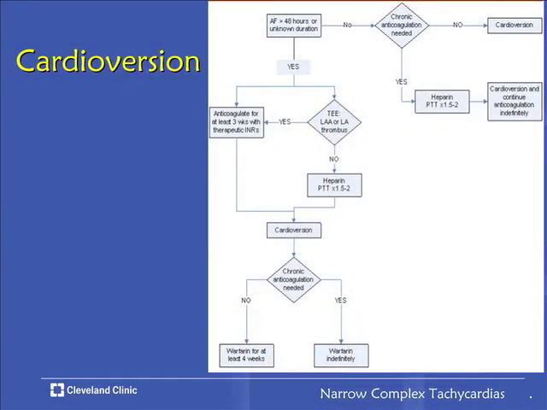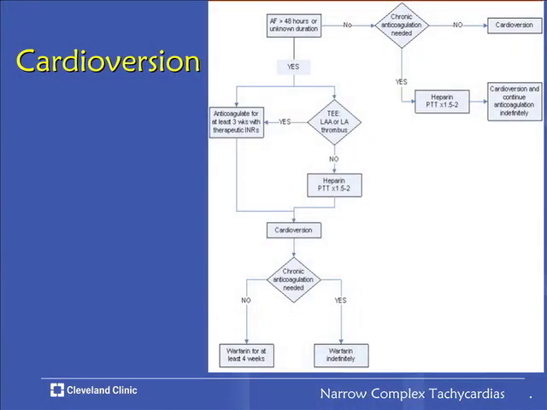So let's talk a little bit about cardioverting somebody who has atrial fibrillation. The number that you have to remember is 48. It's 48 hours. If the atrial fibrillation has been going on for less than 48 hours, you can safely cardiovert this guy. There's no worry about forming any blood clots or anything like that. His CHADS score is zero, so he doesn't need to be on Coumadin. So cardiovert him and send him home.